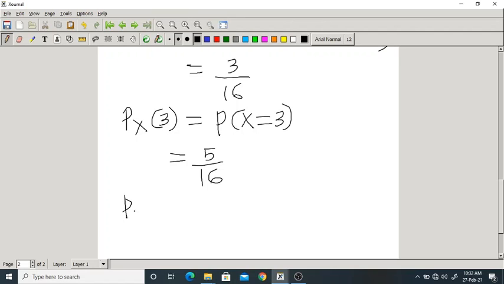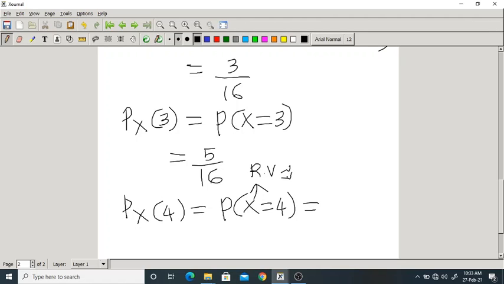Finally, Px of 4 means what? Probability that capital X equal to 4, which means what is capital X? Random variable that is defined as the maximum of 2 rolls. Now how many such events are possible? 7 out of 16.